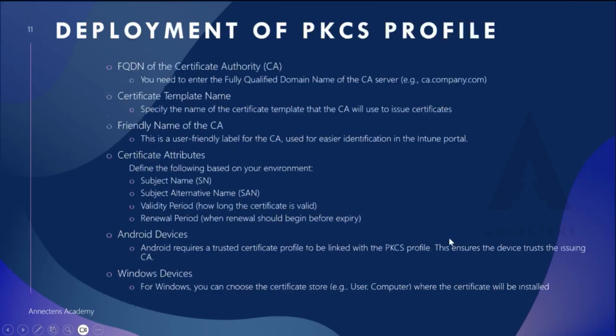With this PKCS, what we require is the FQDN of the server where the certification authority is present, and then a certificate template name, the CA friendly name, the subject name, and the subject alternative name. We'll quickly cover the demo and have a look at this.